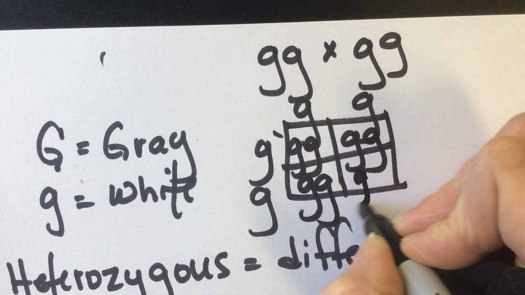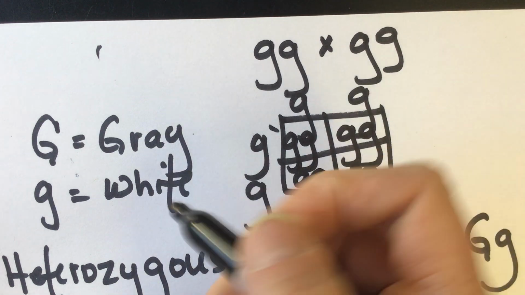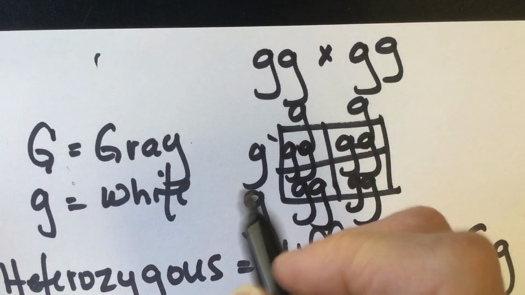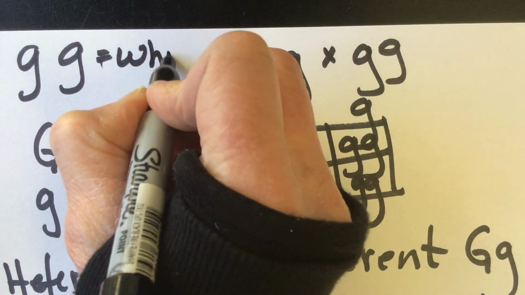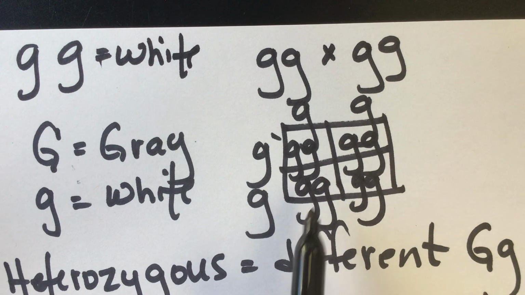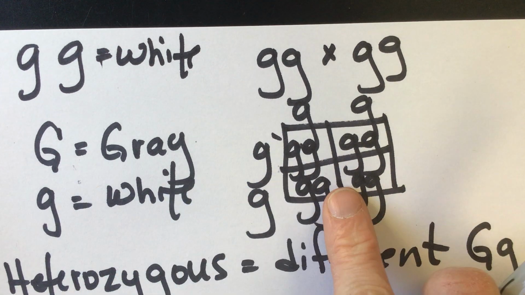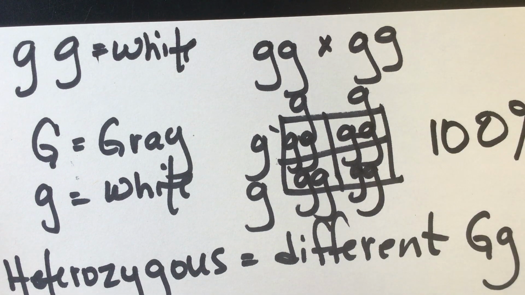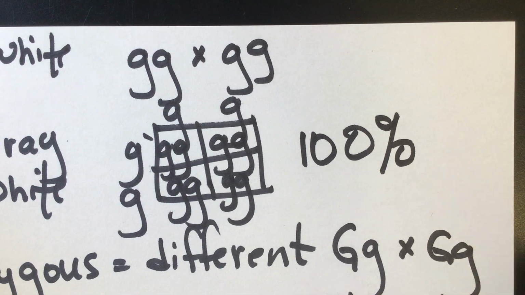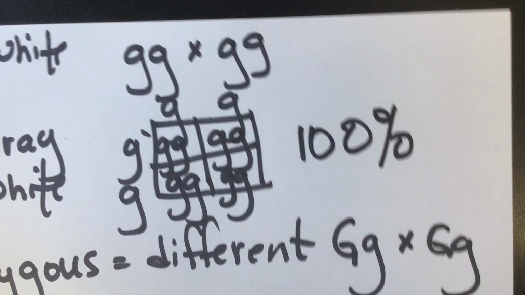What percentage of the offspring will be white? Well, to be white, we said before, you need to be small g equals white. So how many boxes are white? Oh, all 4. So all 4 boxes, that means that 100% of the offspring would be white. Okay. Now the last problem, okay.